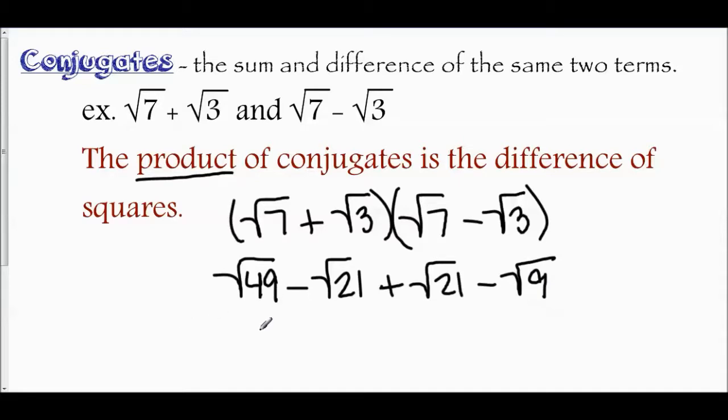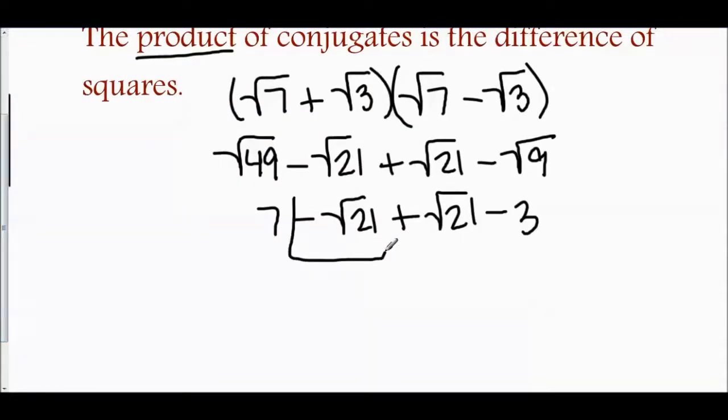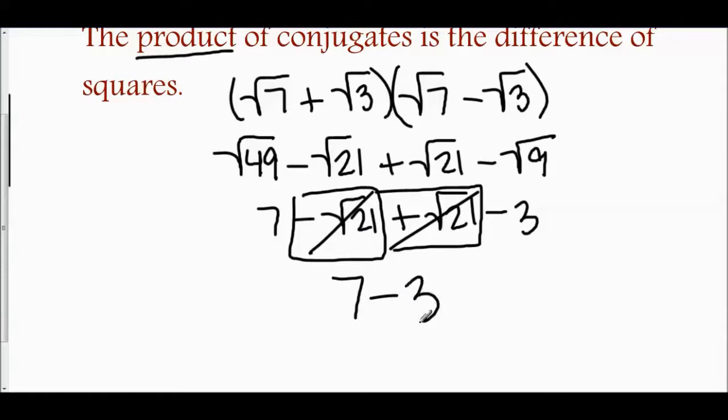That would be 7 minus square root of 21 plus square root of 21. Notice those did not simplify because there are no perfect square factors. And square root of 9 is 3. So that would be minus 3. And I can simplify my like radicals because negative square root of 21 and positive square root of 21 will cancel, which leaves me with 7 minus 3.